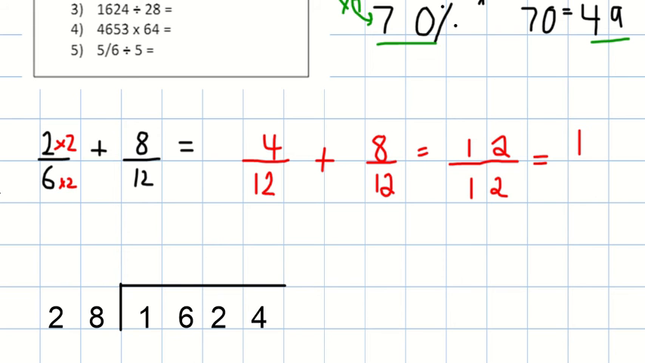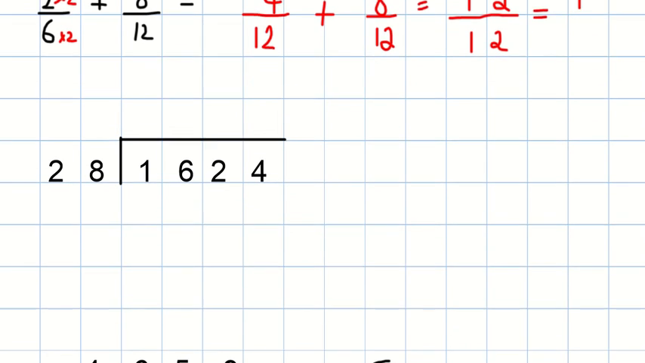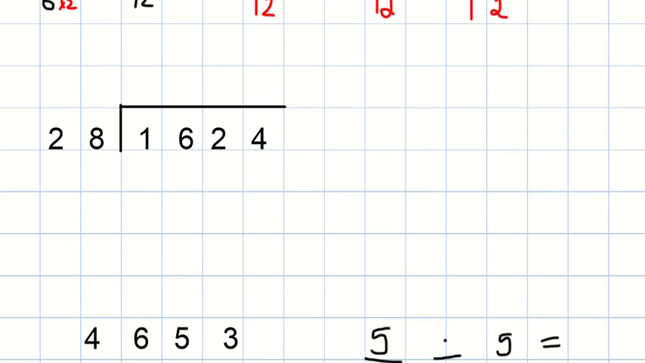Okay, well this brings us on to question number 3. We've got 1,624 divided by 28. Now I know some of you get a little bit nervous about these questions, but we're going to work through it together. Don't worry, year 6. Okay, so we're thinking 28 will not go equally into 1. 28 will not go equally into 16. This tells me I'm going to have to do some long division. Okay, so I want to know how many times 28 goes equally into 162.